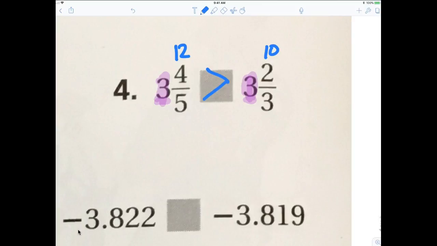For fractions, that's exactly correct. The smaller the denominator, the bigger the fraction.